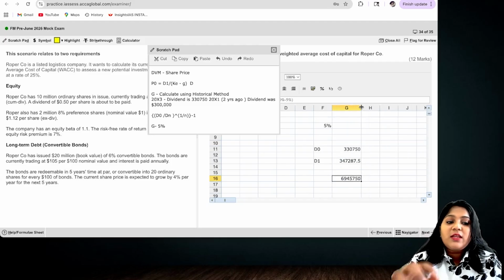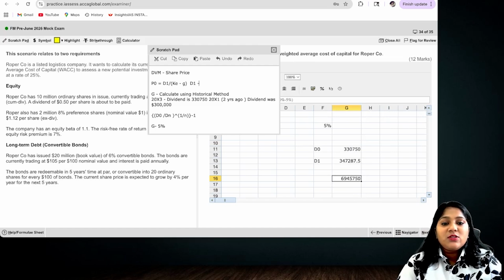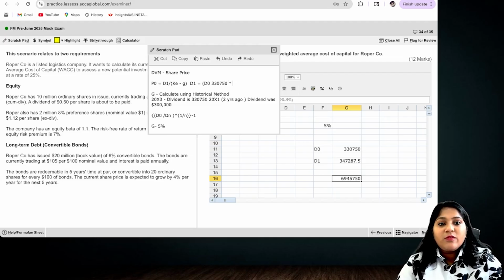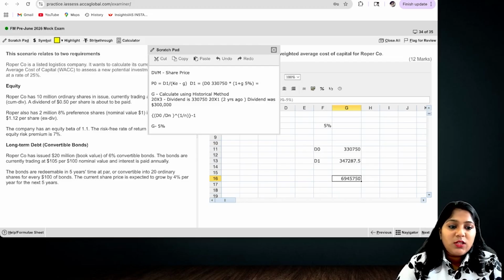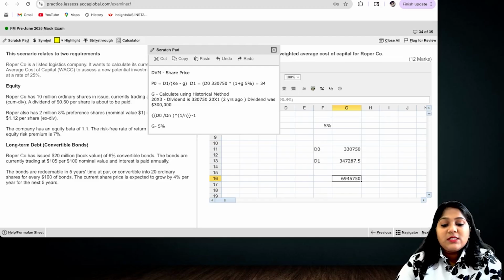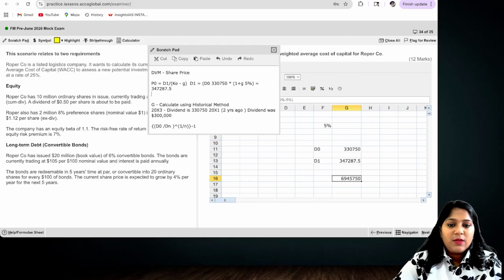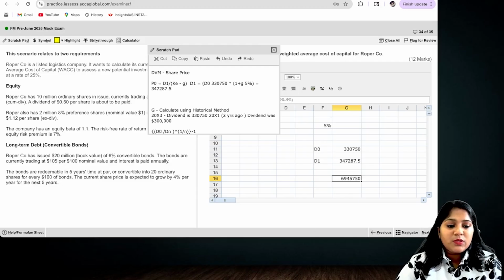Guys, you don't have to take it as 1 by 1. Just take the total value. So D1 shall be what? D1 is calculated using D0, that is 330,750 multiplied with 1 plus G. What is G? That is 5% that we have calculated, right? So that should give us what? That should give us 347287.5 approximately. Right? Yeah, approximately. That is the value.